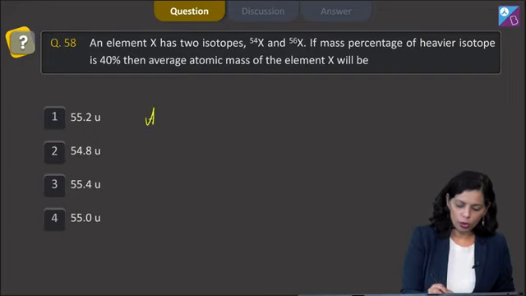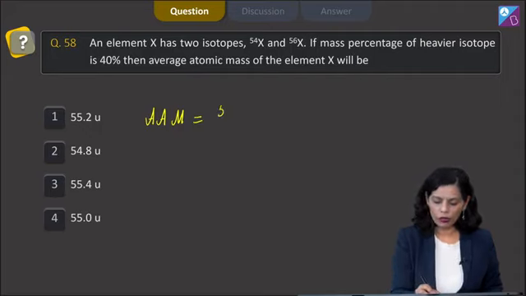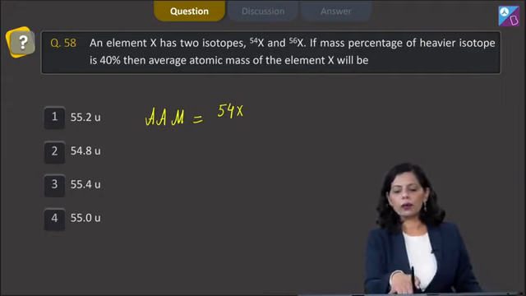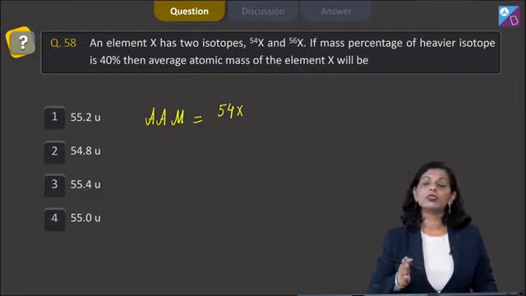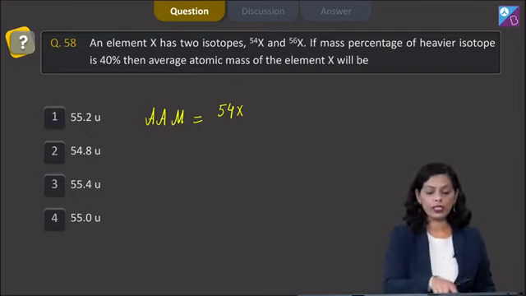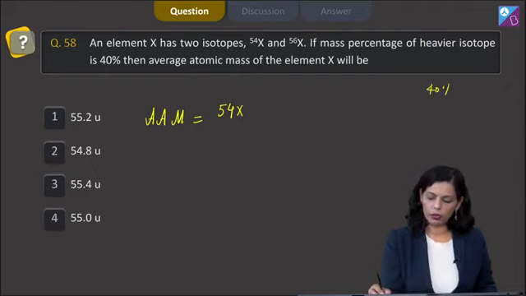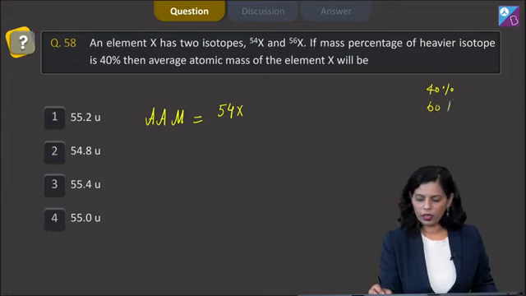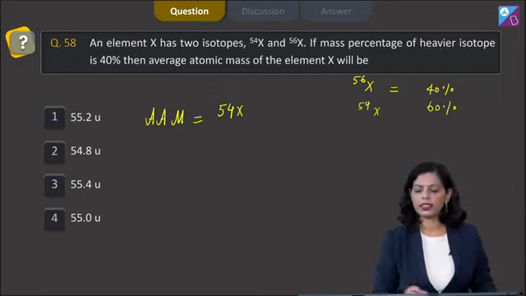The formula that I'm going to use for average atomic mass is its atomic mass first of all, 54 for the first isotope, multiplied by its abundance. As per the question, the mass percentage of the heavier isotope, I'm assuming the abundance is 40%. What is the heavier isotope? That is 56X, right? And what about the lighter one? If one is 40%, then the other would be 100 minus 40, 60%. So this is the abundance for X56, and for X54 the abundance is 60%.